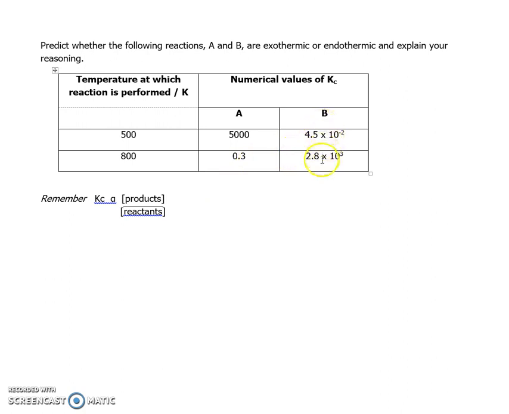If we look at reaction B, 4.5 times 10 to the minus 2 at low temperature, at a high temperature 2.8 times 10 to the power of 3. Okay, so at the higher temperature we have a high concentration of products and a much lower concentration of reactants, so we can then conclude that the forward reaction in this case is endothermic, because Kc has increased and we've increased the concentration of our products quite well.